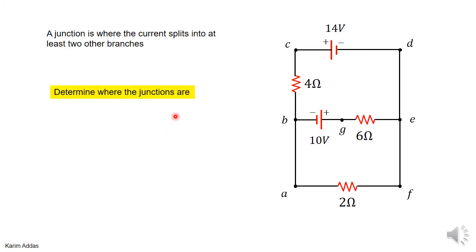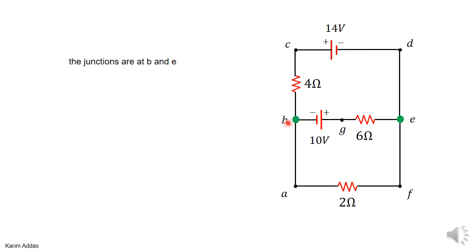So the first thing to do is to identify where the junctions are. This is the systematic way to solve any problem. So where are the junctions? The junctions in this problem are at B and E because the current splits here. Current, say, comes in here, it splits into two parts. Here the current goes here and it splits into two parts. So B and E are where the junctions are.